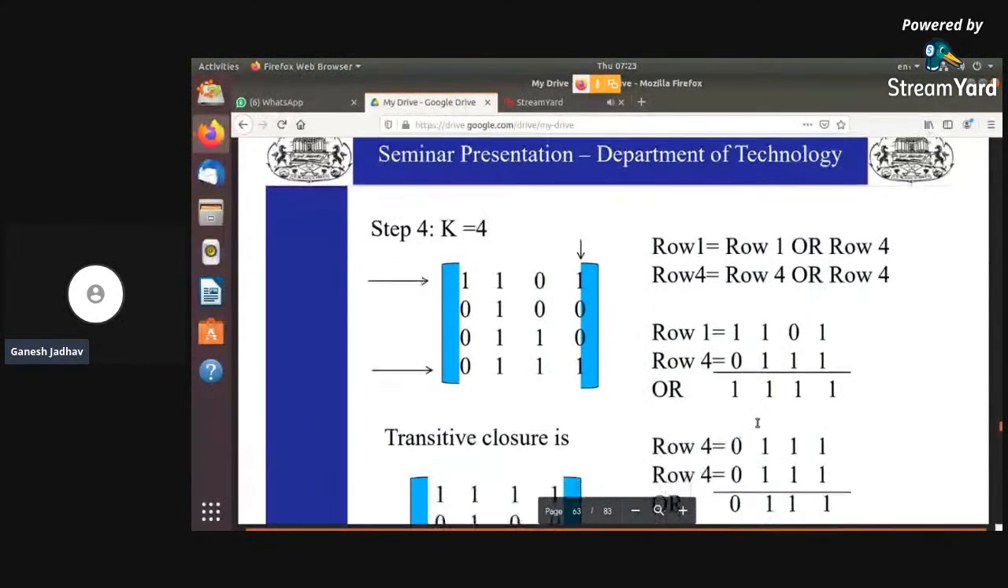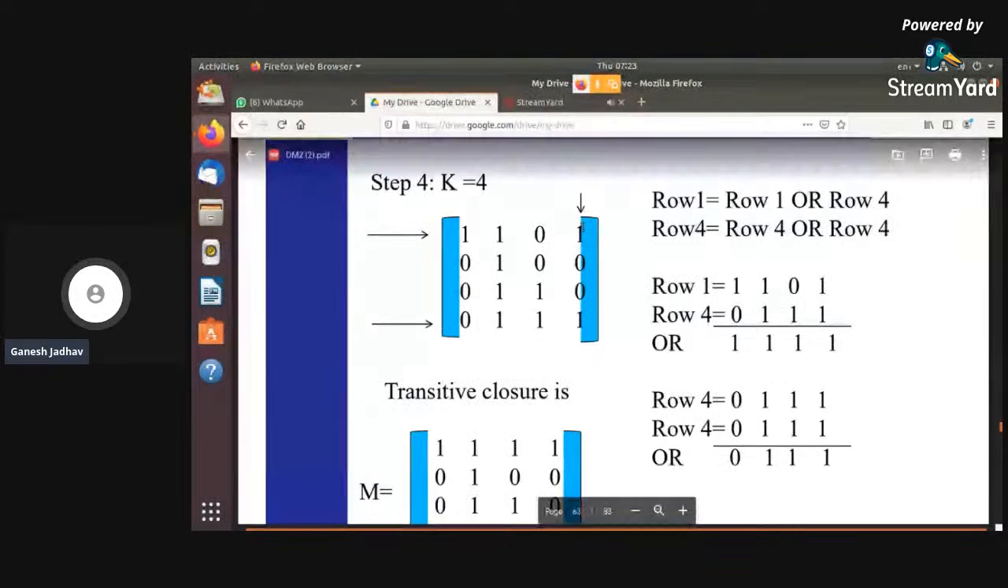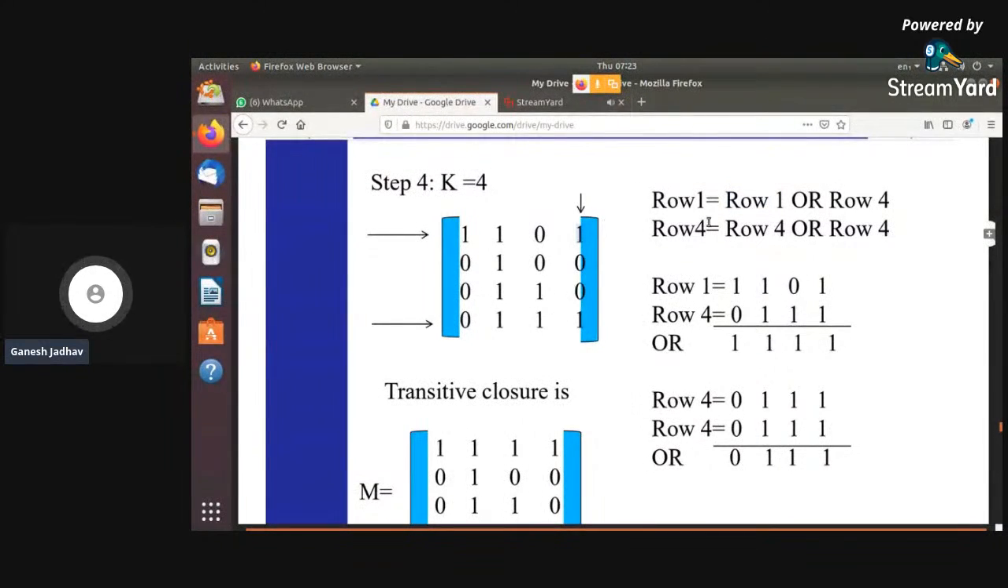Then another one, step 4. Step 4, what? k is equal to 4. Then you can find out row 1 and row 4 having 1. So modification in row 1 and row 4. So row 1 is equal to row 1 or row 4. Why is it row 4? Because k is equal to 4. And why is it row 1? Because 1 is here in the first row.